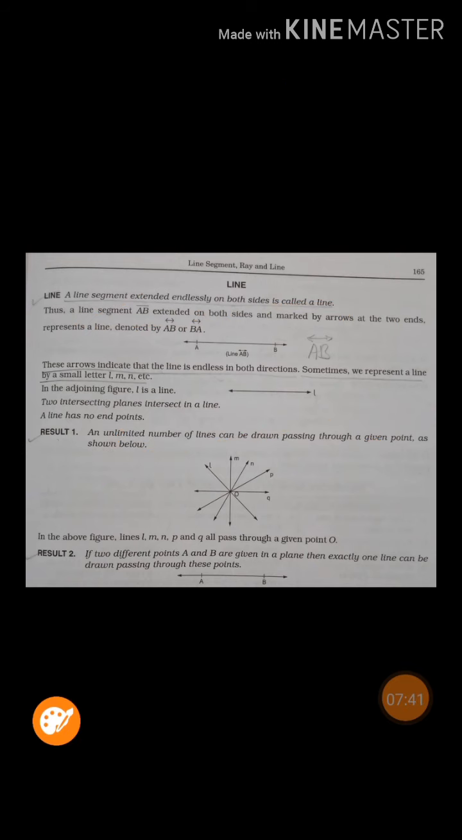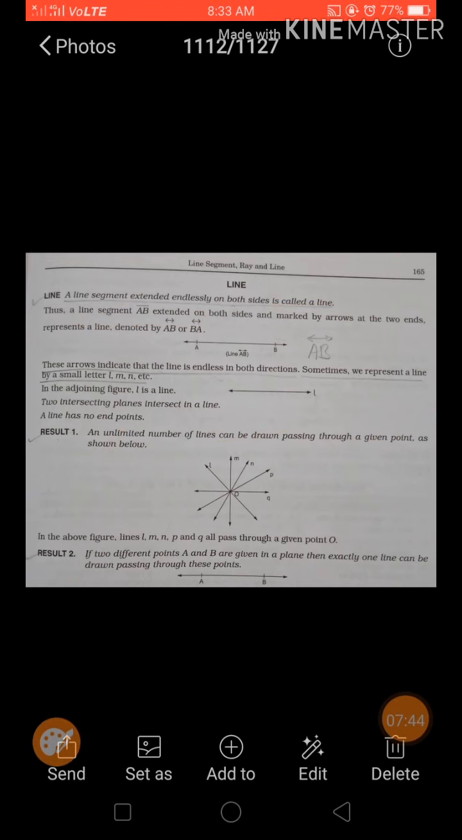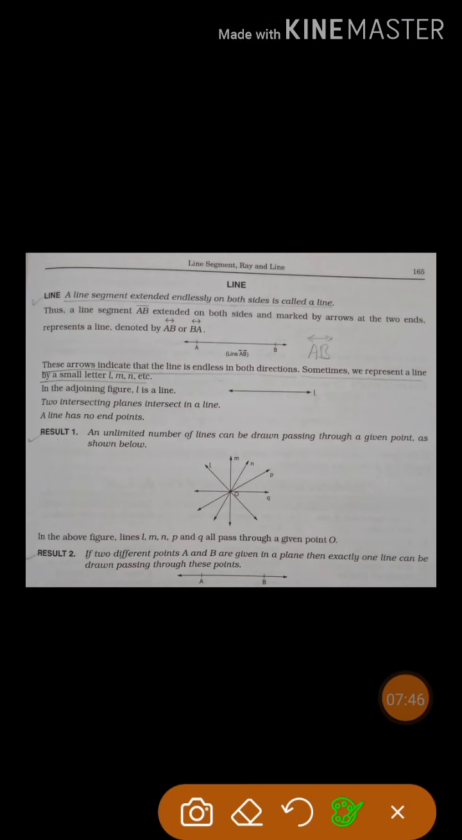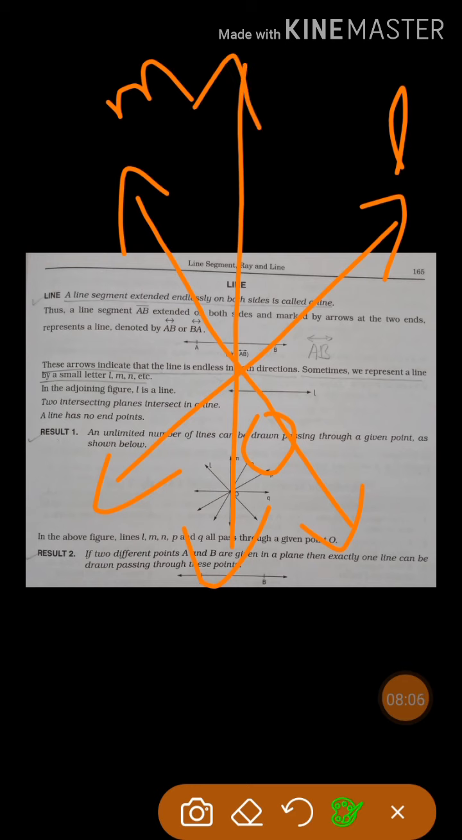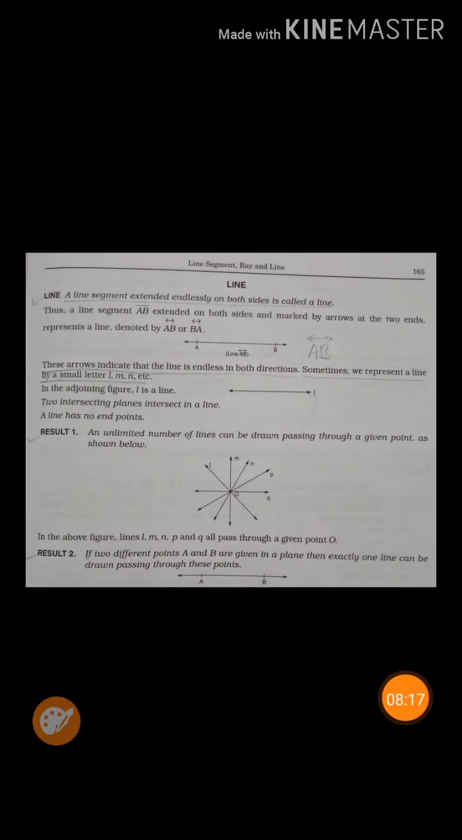Now one more thing: from a single point, from the same point, here given as point O, unlimited lines can be passed. See, this is a line L passing through O. This is a line M passing through O. This is a line L, M, and P, Q. So many lines can be passed through the same point, a given point O.